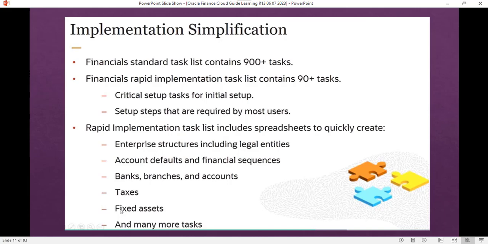This is the end of our topic, a brief look at our enterprise structure and the rapid implementation for Oracle Fusion Cloud Financials. In the coming videos I will talk about rapid implementation spreadsheets and all of the required tasks to implement.